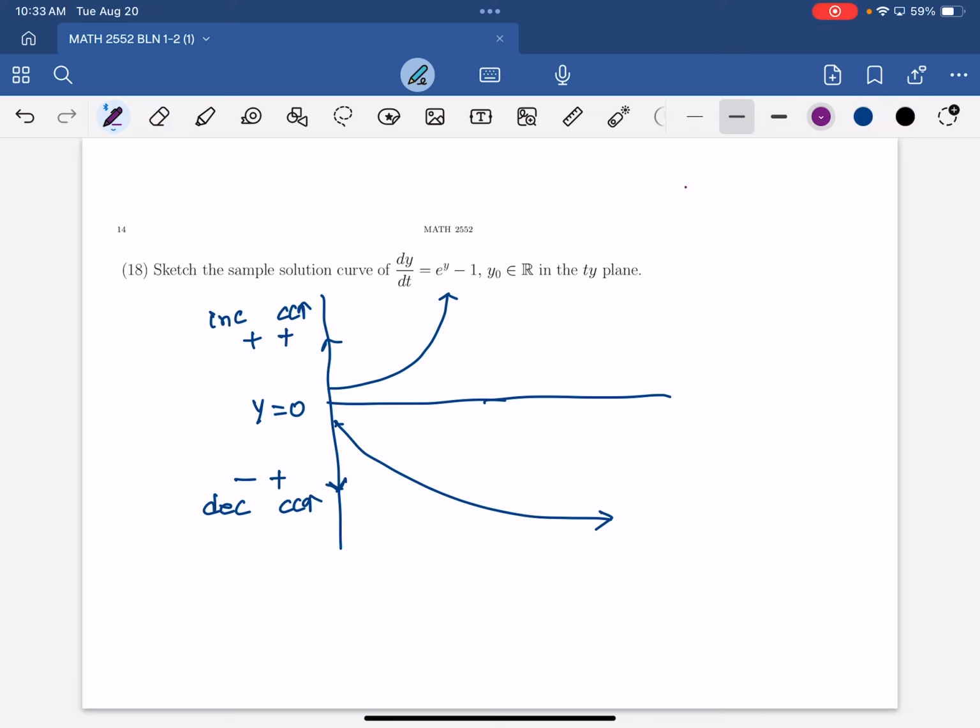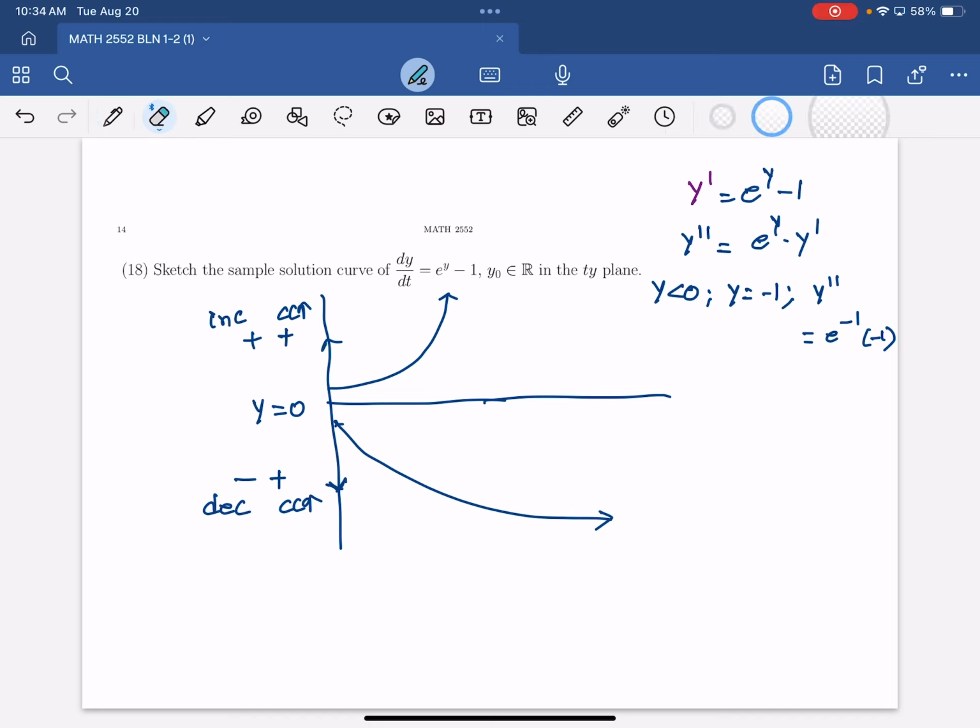If you look at y prime is e to the y minus 1, what is y double prime? It's e to the y times y prime, right? So for any value of y less than 0, in other words, y equals negative 1, what happens? Y double prime is going to be e to the negative 1 times y prime. Below that, y prime is going to be negative, right? So this is going to be a negative quantity. So it is decreasing and concave down. Do you see that?